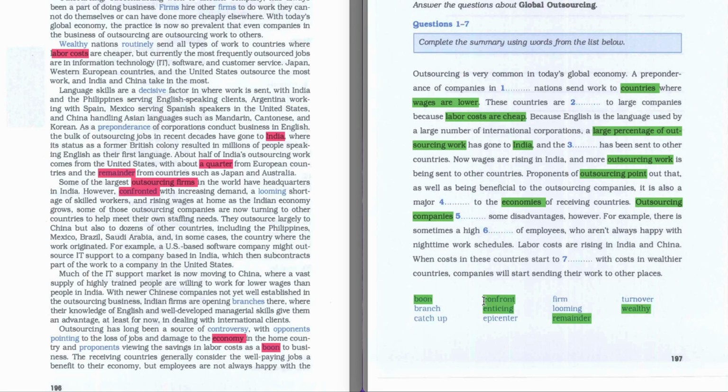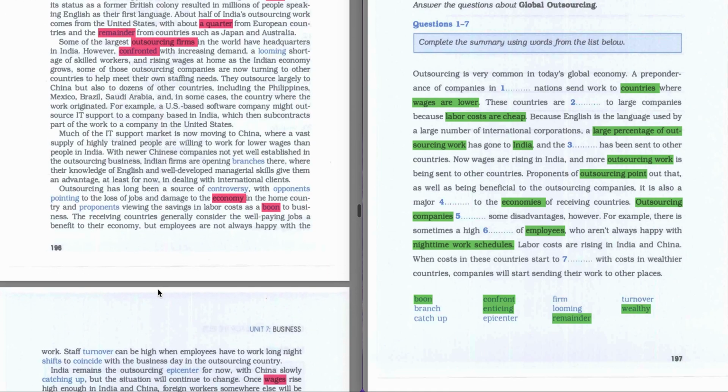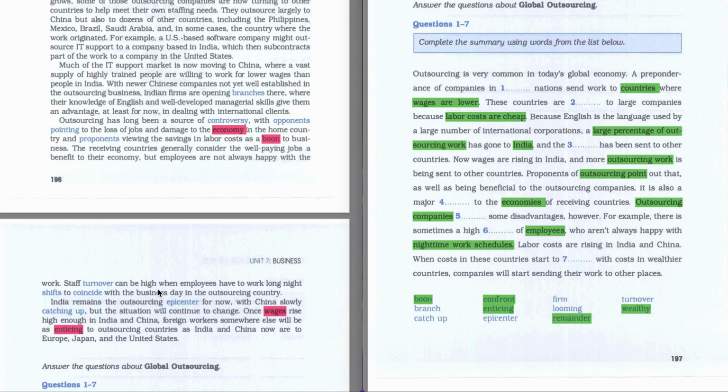So for example, there is sometimes a higher something of employees who aren't always happy with nighttime work schedule. So about employees keywords and nighttime work schedules. So we scan further and we try to find any information about nighttime work, and when we go further we have some information about employees, and let's read this. And the night shifts, basically it's nighttime work. And let's read this sentence.